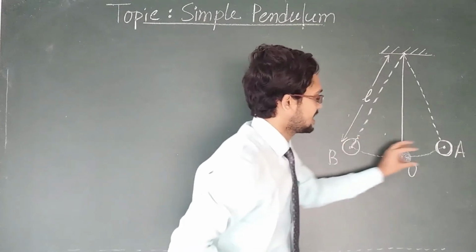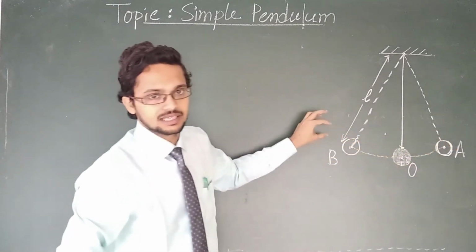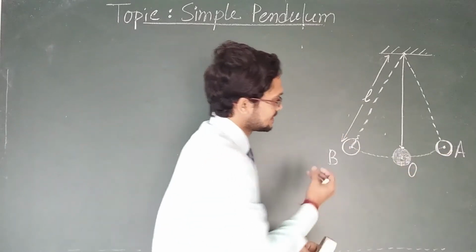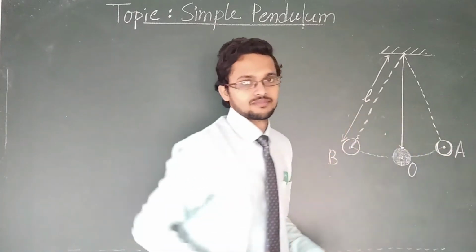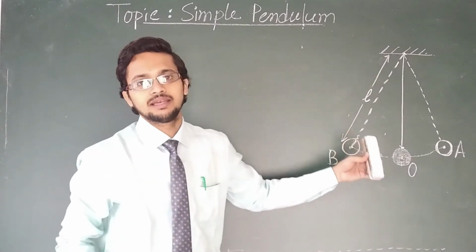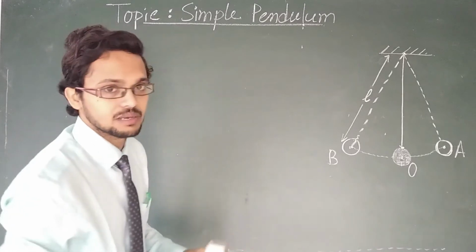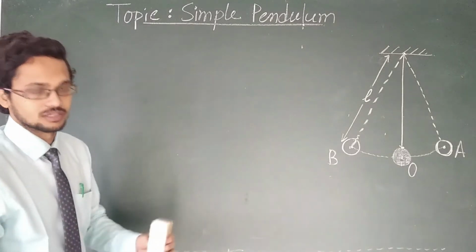It will move from this side to this side, again come back to this side. So in this way it will oscillate. That means simple pendulum is an example of oscillation.